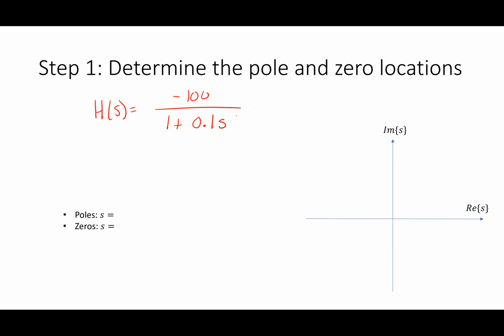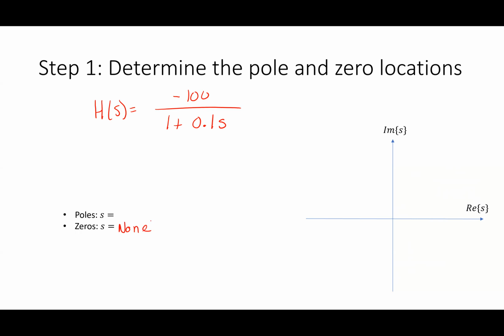All right. Now I'm at step 1. So this is what we would typically do. That circuit gives me that transfer function. All right. Now what do I do? Step 1, determine the pole and zero locations. So what do I have here? One pole. All right, so I have no zeros. So zeros, I have none.